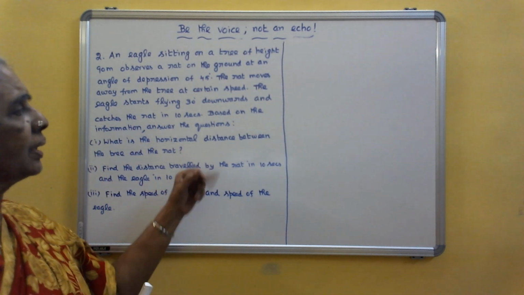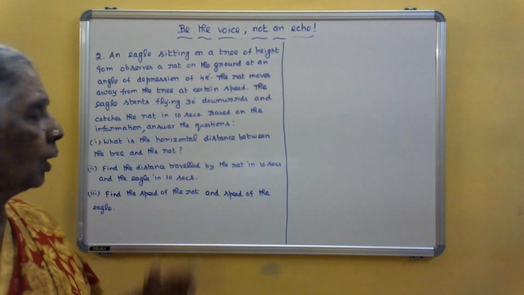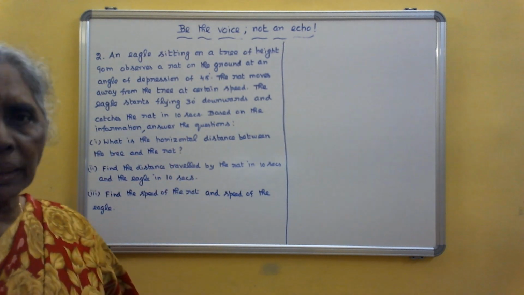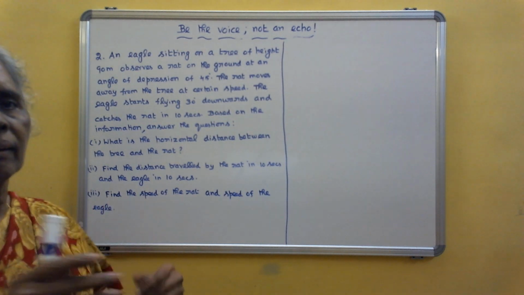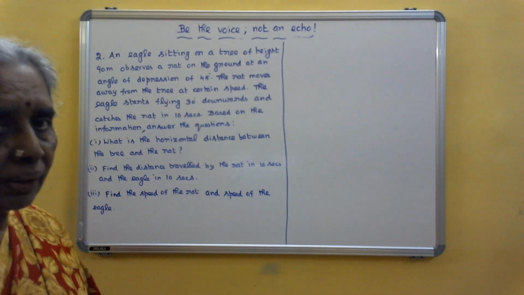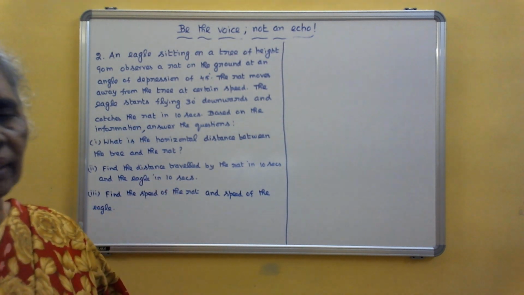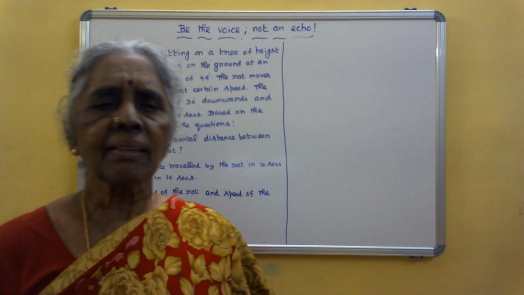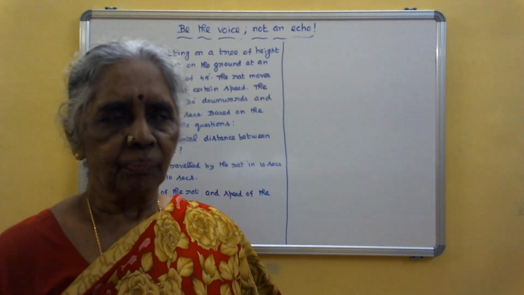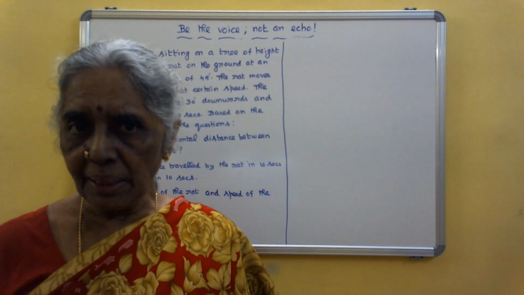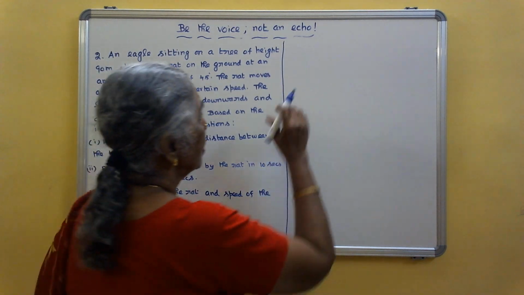What is the horizontal distance between the tree and the rat? Find the distance traveled by the rat in 10 seconds and the eagle in 10 seconds. Third one, find the speed of the rat and the speed of the eagle. This sum is also something to do with speed, distance, and all. But here there is a tree, and on top of it, an eagle is sitting.